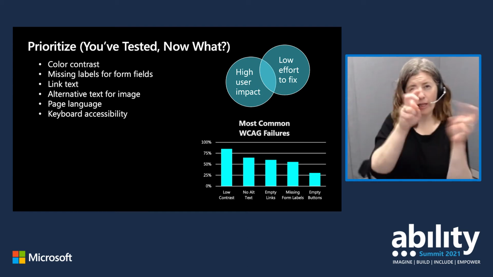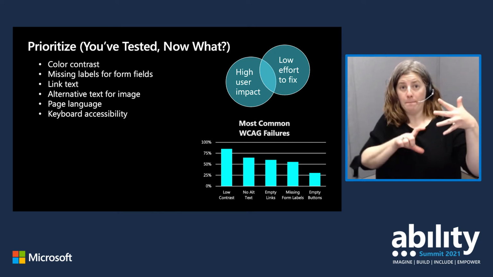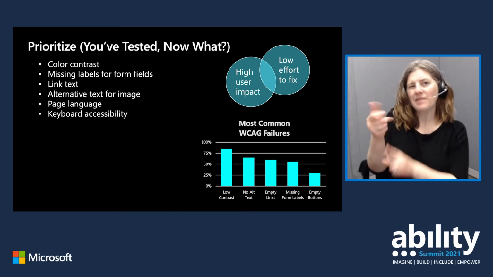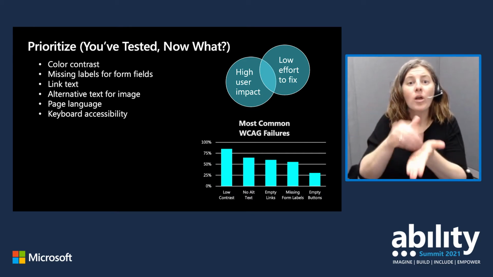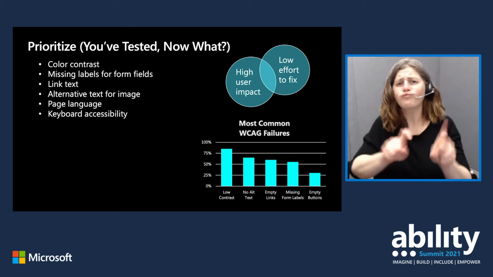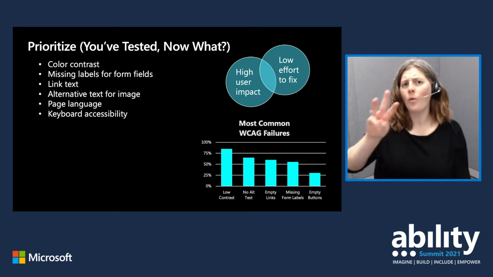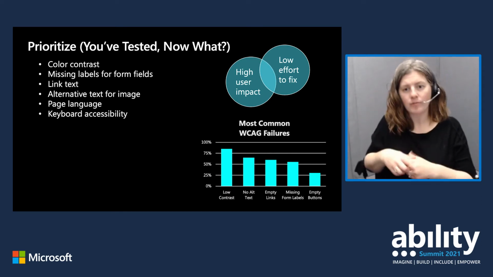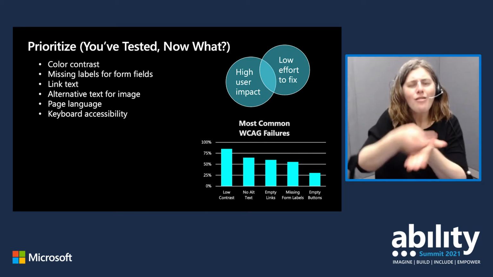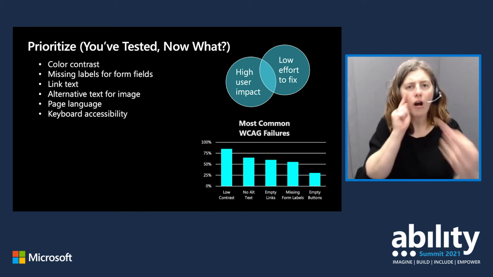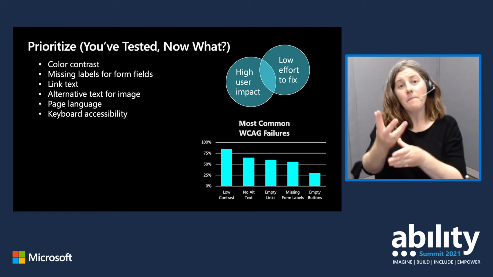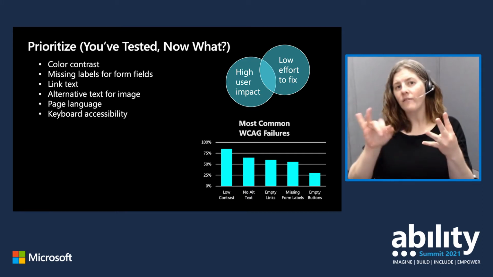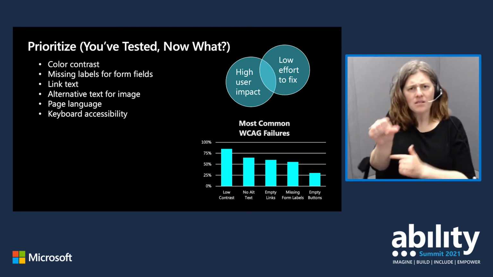We also have a chart here that's an output from a project WebAIM has done that tests 1 million home pages on a regular basis to see what the common WCAG accessibility failures are. So we've included that data as well. On that, you'll see that low color contrast, missing alternative text, missing link text, form field labels, and empty buttons are among those top common problems.